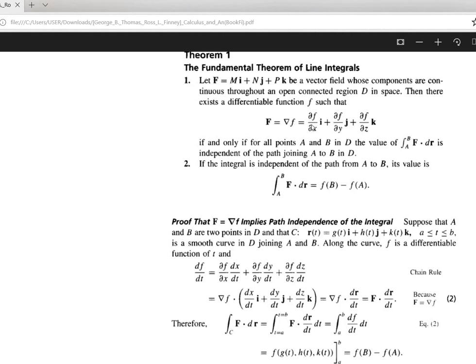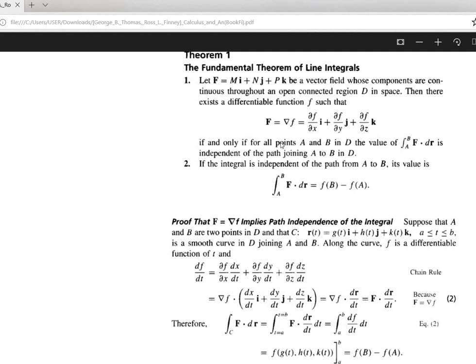capital F is equal to del f, which is equal to dou f by dou x into i plus dou f by dou y into j plus dou f by dou z into k. If F is a vector field whose components are continuous throughout an open connected region, then there exists a differentiable function f such that this holds.